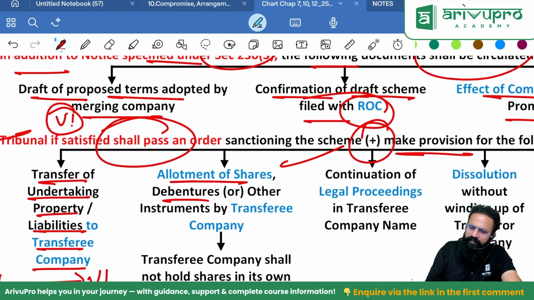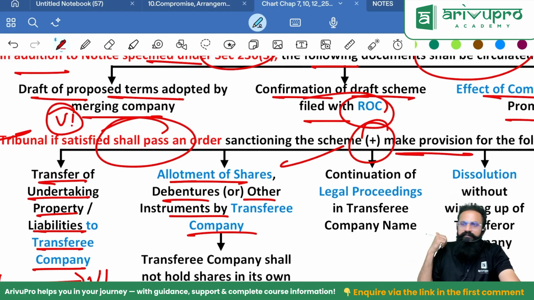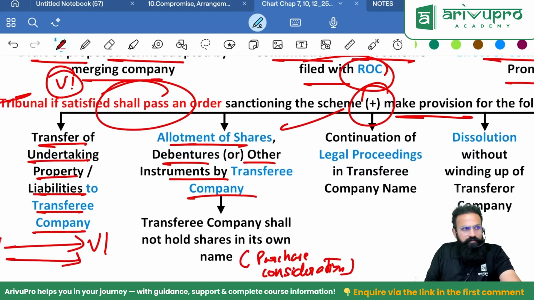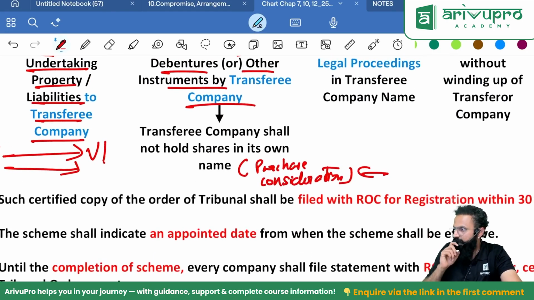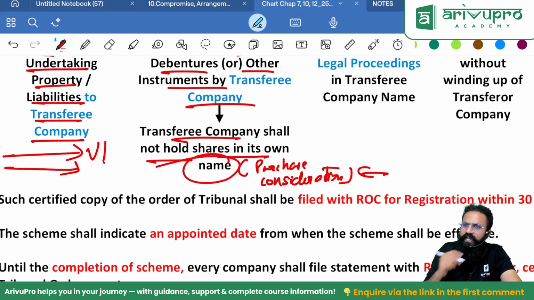Allotment of shares, debentures or other instruments by transferee company. Popularly in your accounting terms, this is called purchase consideration. What are we giving? Are we giving shares? Are we giving money? Are we giving debentures? Mention that. Purchase consideration now. Correct? Sir, transferee company shall not hold shares in its own name. What do you mean by this?